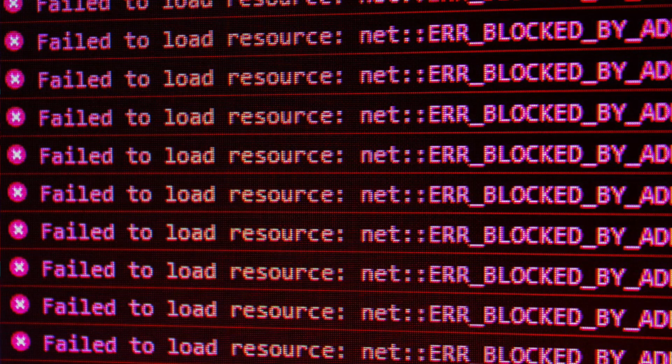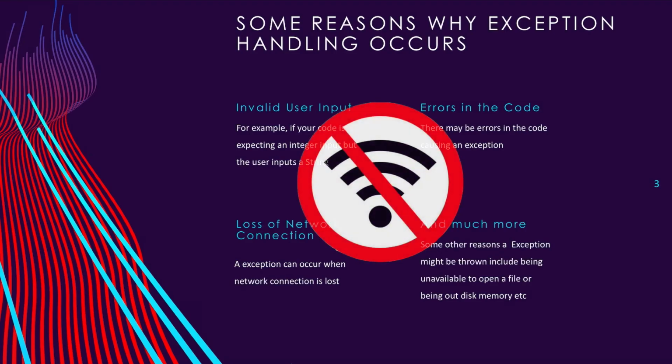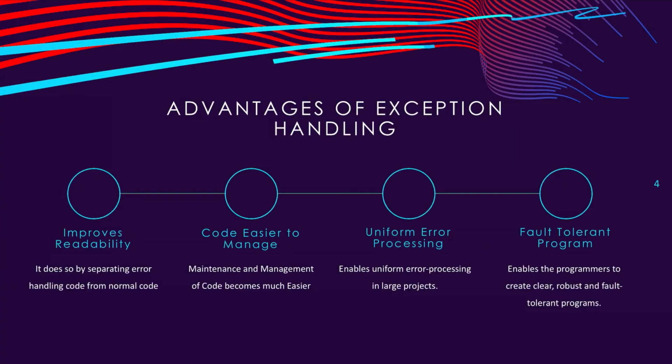Another reason could be errors in the code, because no matter how good we are at coding, sometimes we are bound to make some errors, and that might cause an exception. We then have loss of network connection, and there are quite a few other reasons, such as being unable to open a file or being out of disk memory, etc.